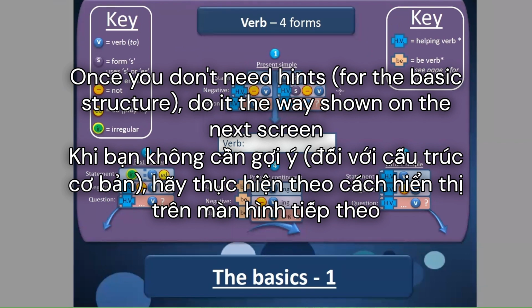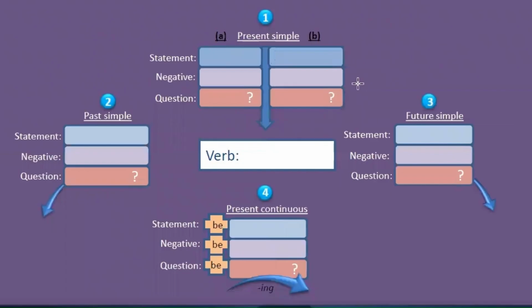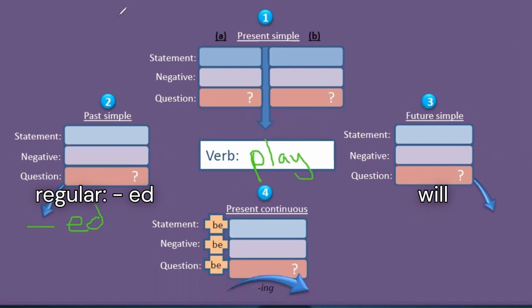Now, the next screen we're going to look at, if you think you're ready to do this alone, you can try it this way. So I'm going to use the verb play. Now play is regular. So it's the ED for the past. For the future, it is will. Again, this time I will use we. And I will use this time for the present simple.